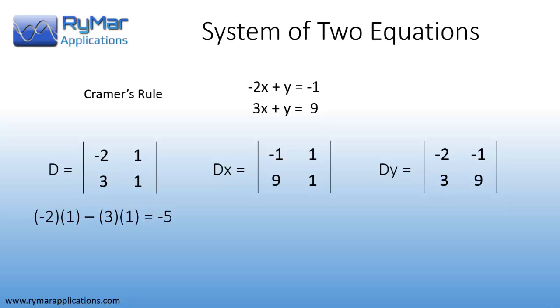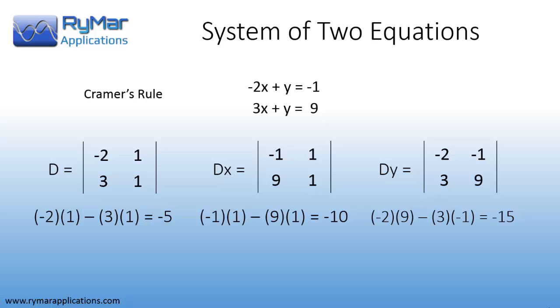The way we evaluate it, -2 times 1 minus 3 times 1 gives us -5. For the dx determinant, we have -1 times 1 minus 9 times 1, and that gives us -10. And for dy, -2 times 9 minus 3 times -1, so we have -18 plus 3, -15.